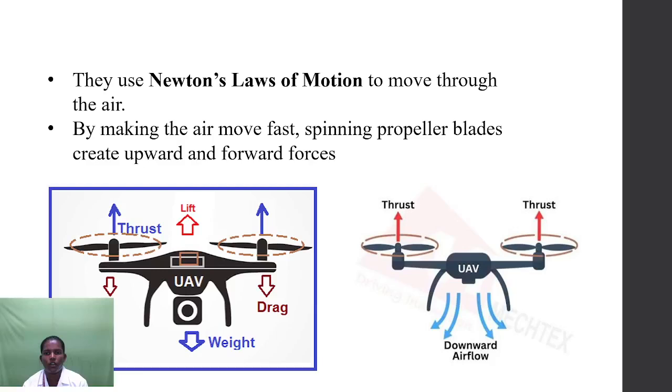The drone uses Newton's law of motion to move through the air, as I explained before. By making the air move fast through the spinning propellers, the air flows through and creates upward and forward force. The forward force is thrust, created by the propellers and motors. And the fourth force is drag. Drag opposes the movement of the drone. It is the opposite of lift, a force acting against the drone.